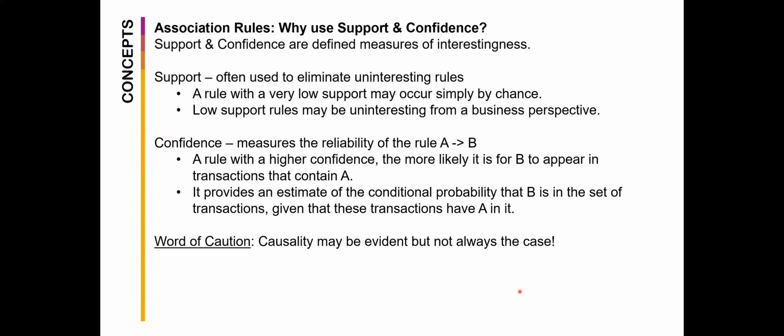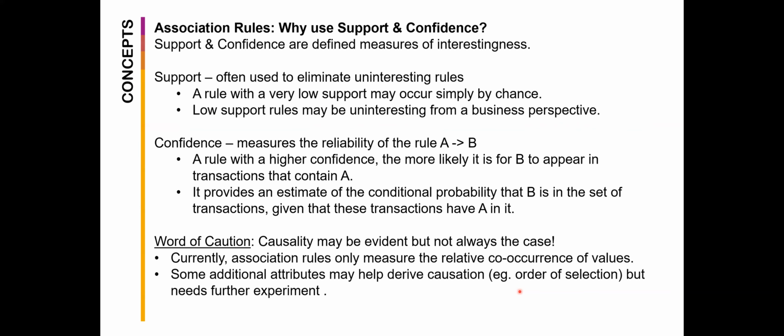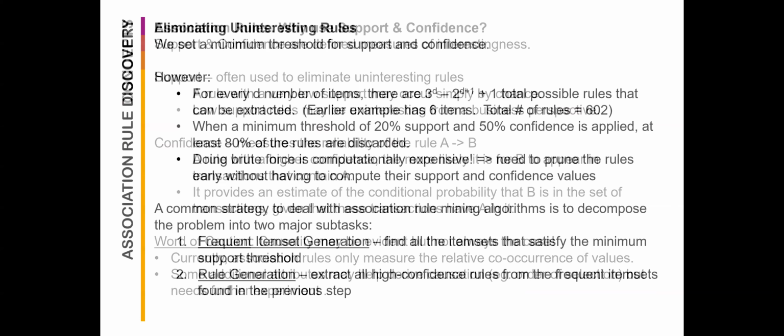But a word of caution: causality may be evident but not always the case. You can compare this with how correlation doesn't mean causation. Association rules only measure the relative occurrence of the values. If you want to derive causation, you need to come up with further experiments, which I'll show later on.